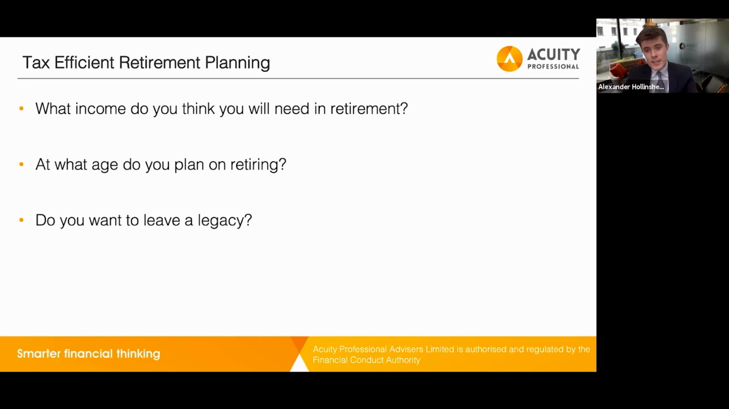And as I've already said, another big question is, do you want to leave a legacy? What is the value of your estate? Is that value related to how much you want to leave your children? I've met some people who say, absolutely not. They can make their own money. I want to spend it myself. And that's no problem. These are things that we'll look at.